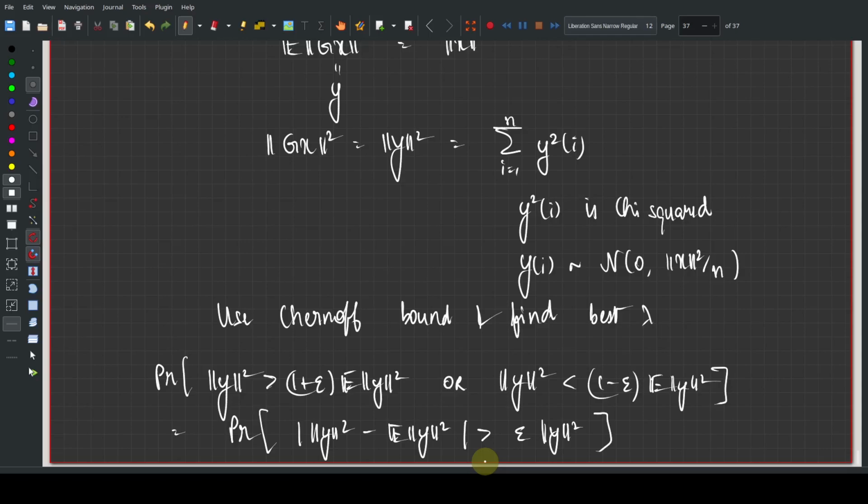You can just use the Chernoff bound and prove that this is less than or equal to 2 to the minus some constant times n times epsilon squared. Okay, so I'll just leave this as an exercise. Just a simple calculation, nothing more than that. Any questions?